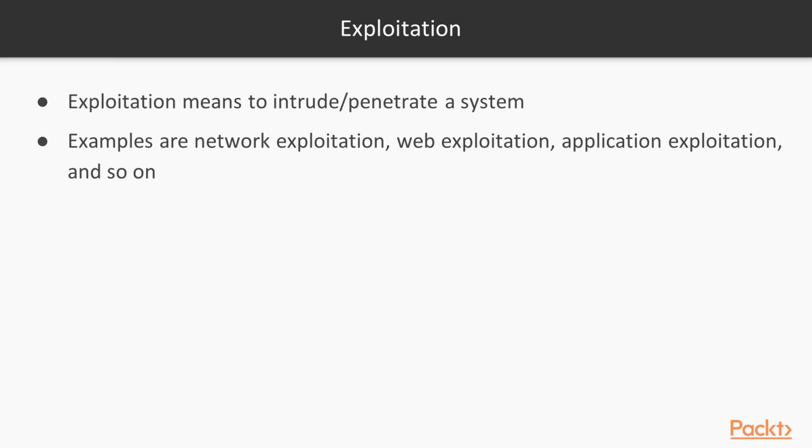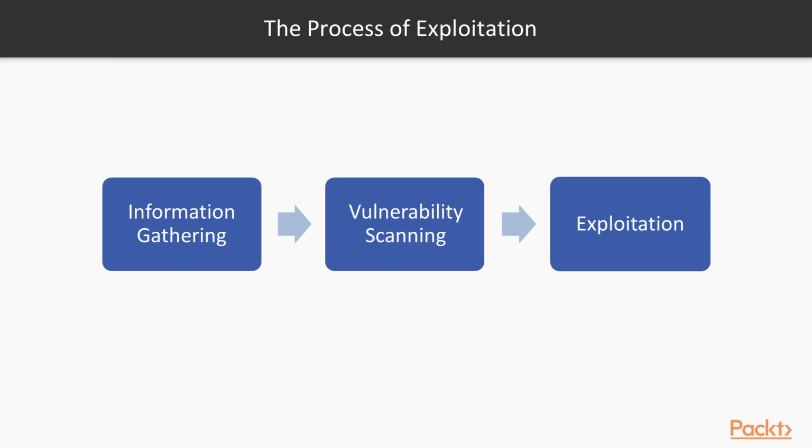Examples are also here that you can see: network exploitation, web exploitation, application exploitation, and any other exploitation. Human exploitation is also possible using social engineering techniques. So all these kinds of exploitation are examples of this process of exploitation. This is a three-step process to achieve the exploitation phase.